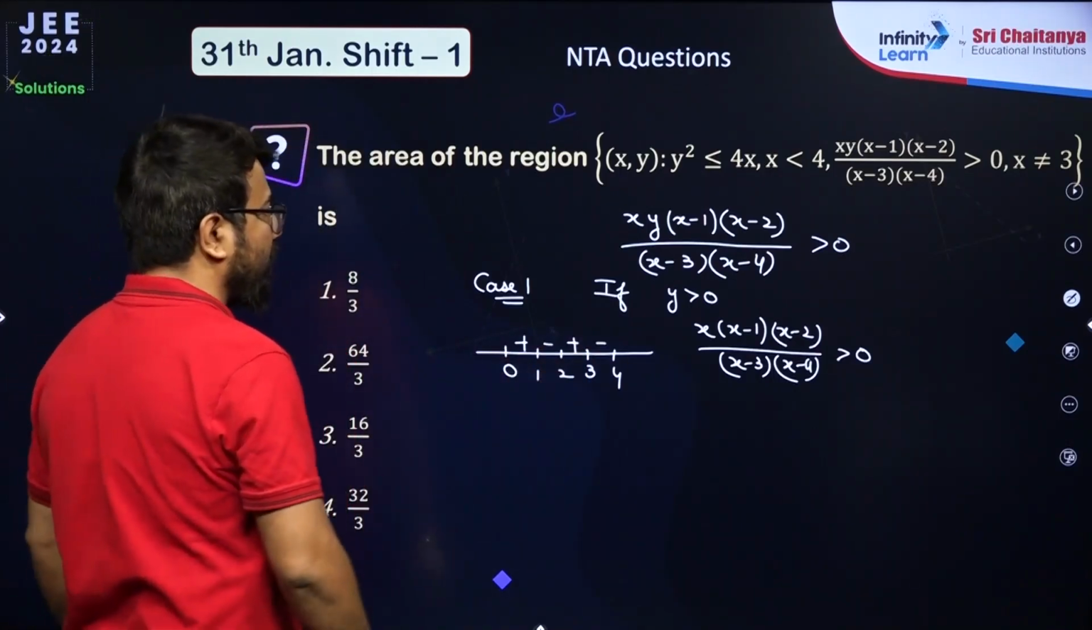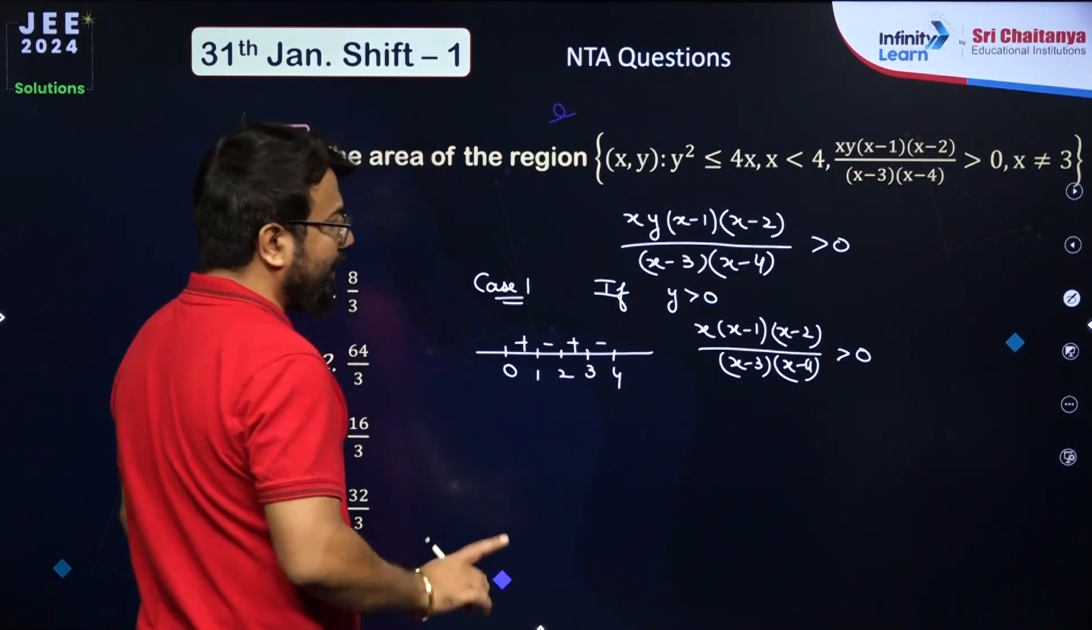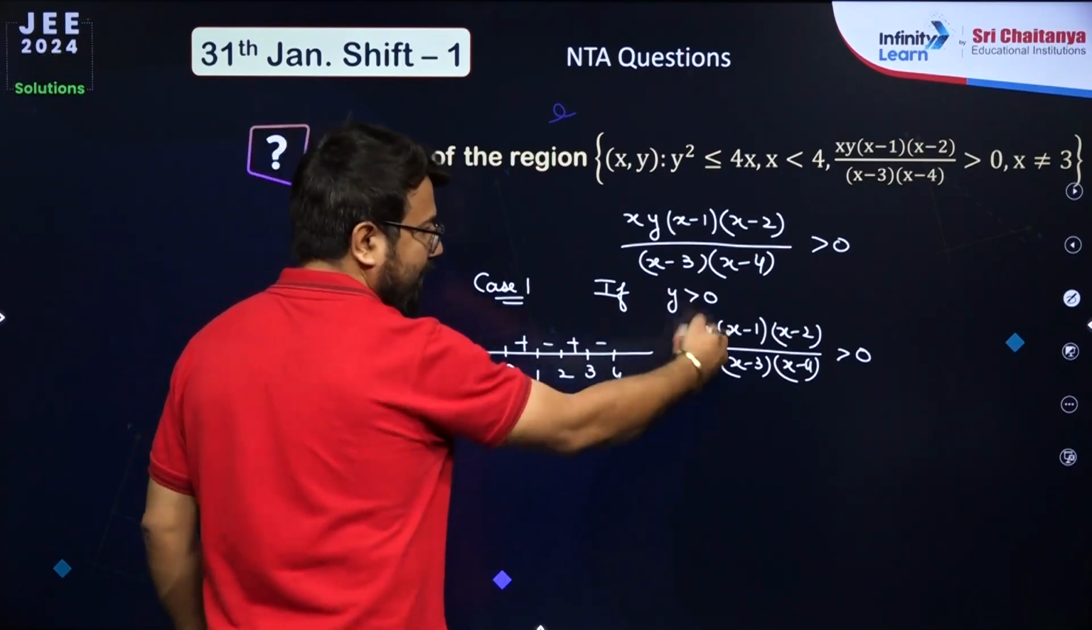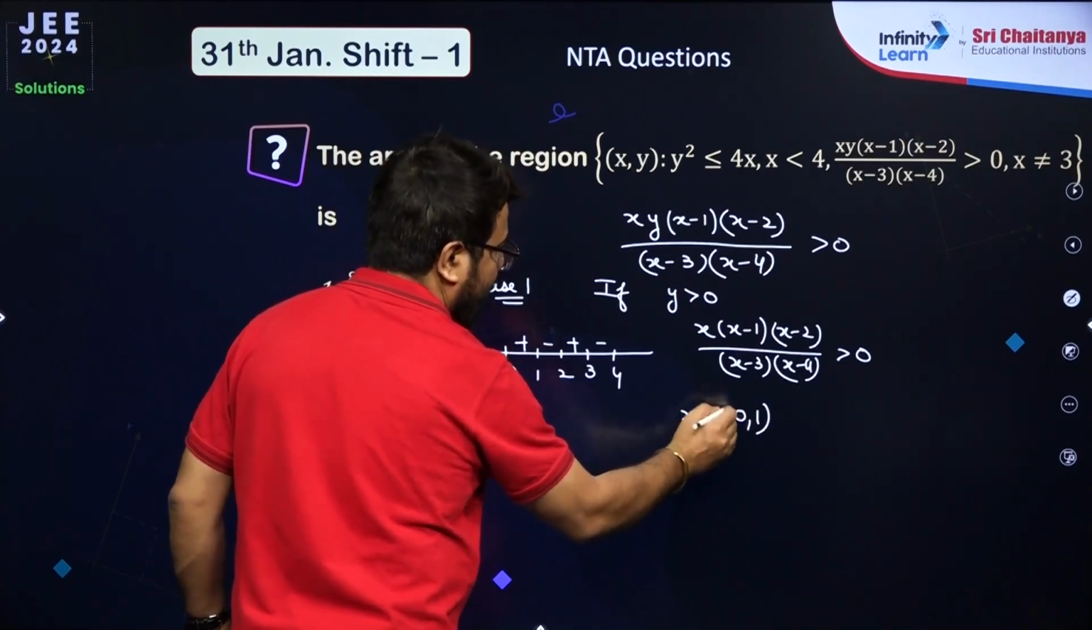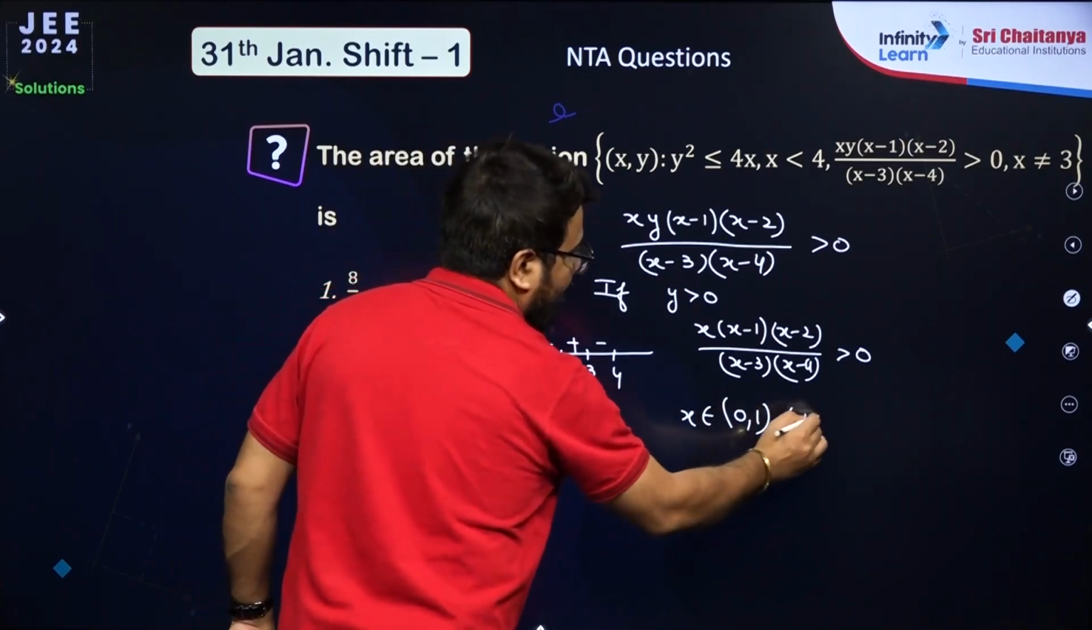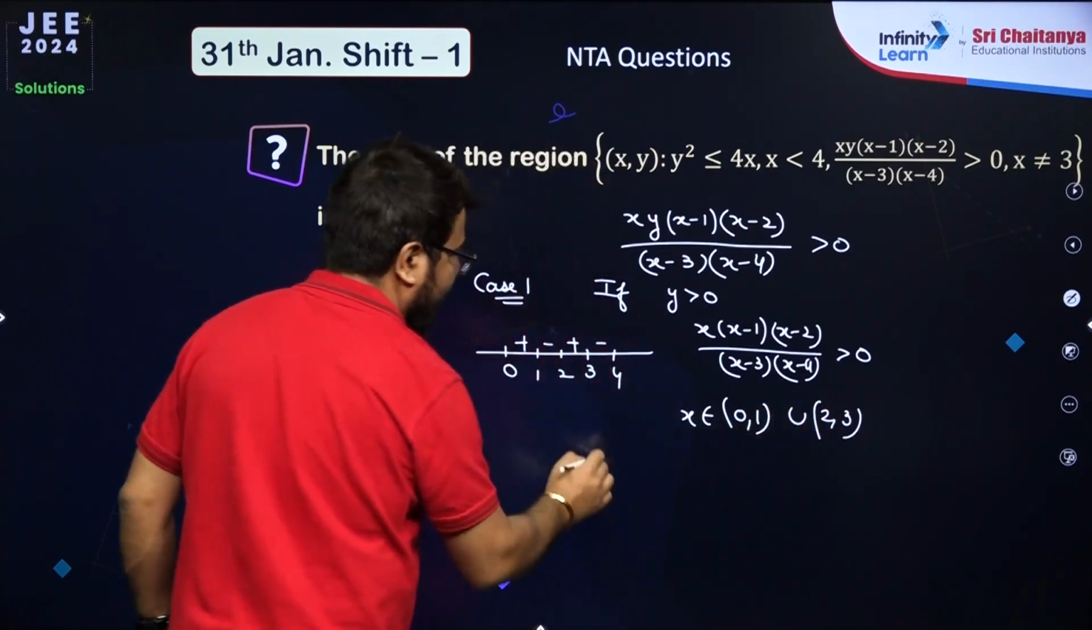So if I am saying that y is positive, this expression should be positive. So x will be between 0 to 1, then between 2 to 3. I hope you are able to understand.